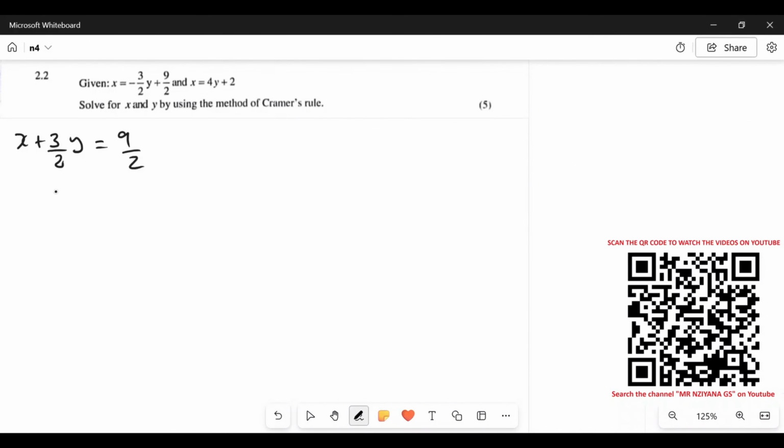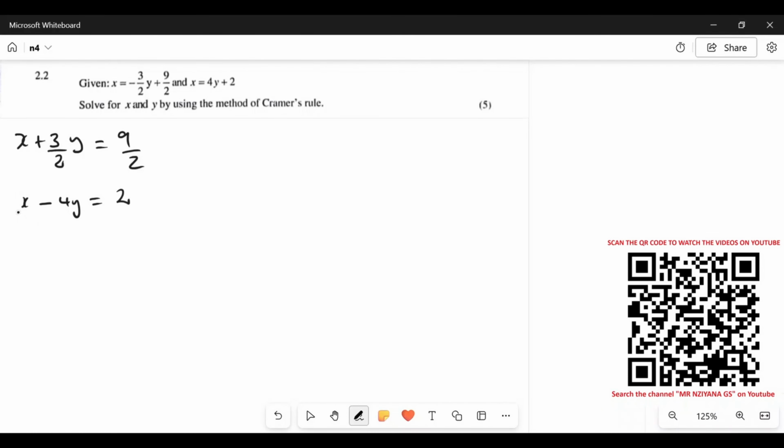For the second equation, again, we need to rearrange it. We're going to transpose this 4y from the right-hand side to the left-hand side. So this equation is going to be x minus 4y, all of this equal to 2, because you're only left with 2 on the right hand side for equation 2. So let's look at these two equations.